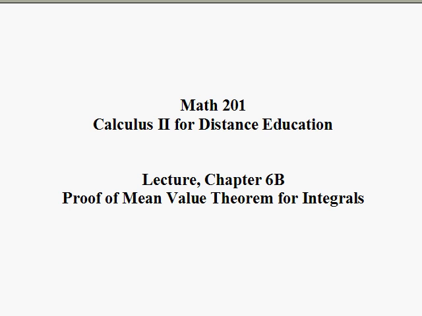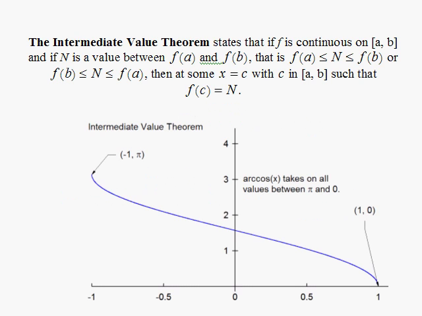This is the proof of the mean value theorem for integrals for Calculus 2. To prove the mean value theorem, we use the intermediate value theorem, and I'll state it here in case you need to recall it. The intermediate value theorem states that if f is continuous, so we start with a continuous function on some interval a, b.